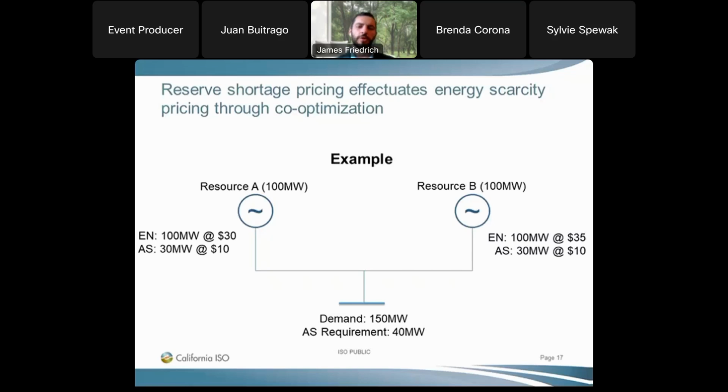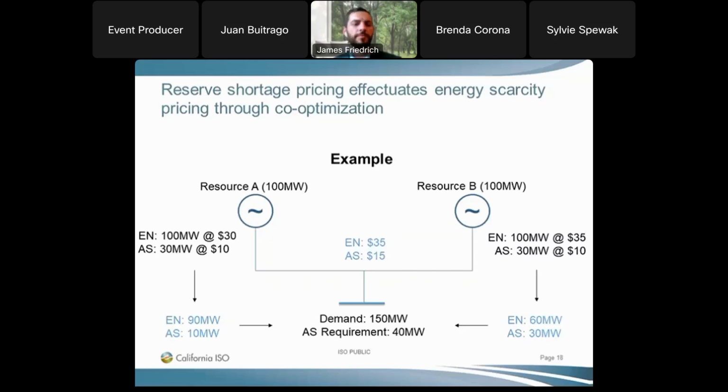So if you sum up the two units, they have enough capacity to meet the sum of the demand and the AS requirement here. Now the resource on the left is a little bit cheaper for energy, so you can see that its energy bid is 100 megawatts at $30, whereas the unit on the right is 100 megawatts at $35. So just to create a little bit of price separation here. And they're bidding to provide this generic AS product, 30 megawatts a piece at $10. So let's go to the next slide.